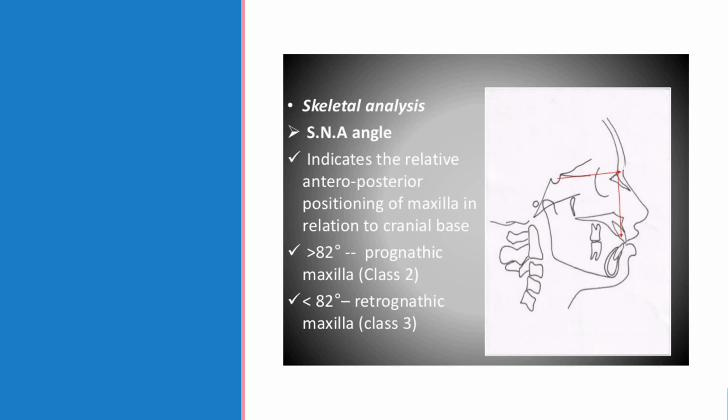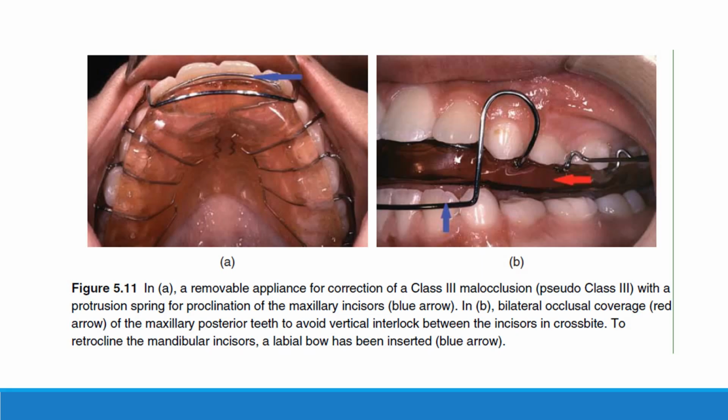Treatment in mixed dentition. Various treatment options are available for class 3 malocclusion of dental origin, like pseudo class 3 or anterior crossbite with functional shift. In the mixed dentition, a common method is to use a removable appliance. This appliance consists of an acrylic plate with protruding springs or protruding screws for the maxillary incisor, with or without bilateral occlusal coverage of the posterior teeth.